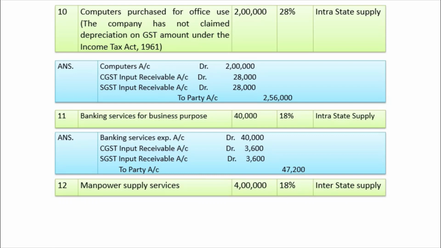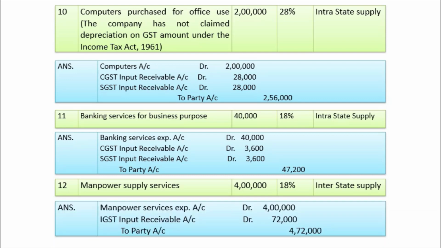So here the simple entry is: banking service expense account debit 40,000, CGST input receivable account debit 3,600 as it is an intrastate supply, SGST input receivable account debit 3,600, to party account 47,200. Next one, manpower supply services amount is 4 lakh, GST is 18% and it is an interstate supply.